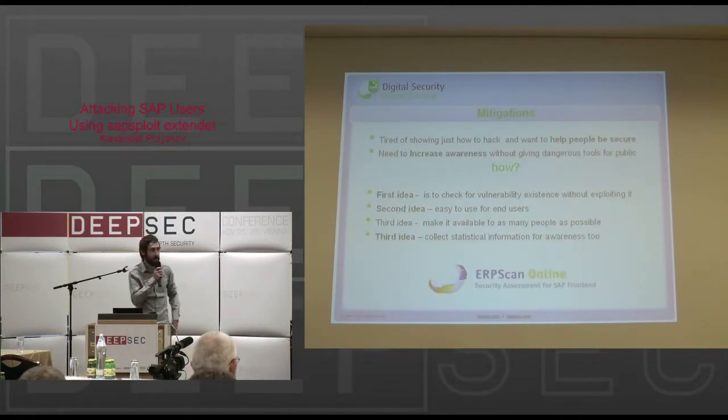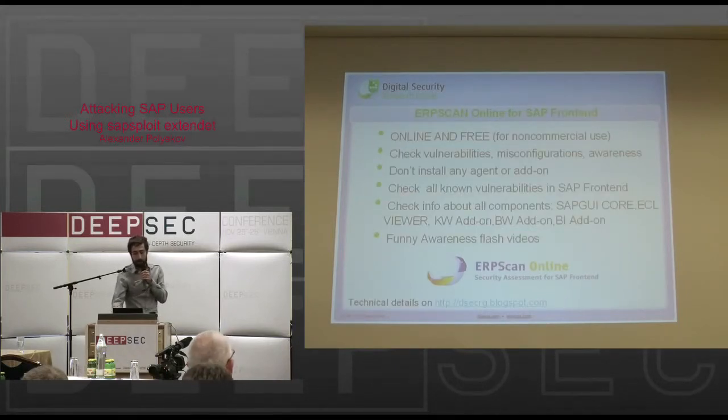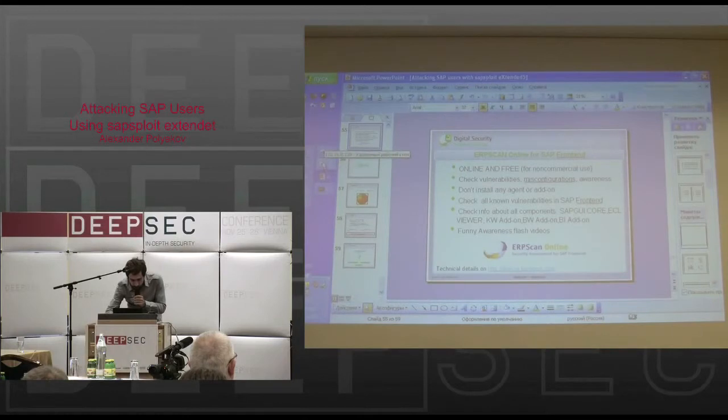Okay. I'm talking only about the problems, and I want to make solutions for people and show how to solve these problems. We wanted to increase people's awareness, but without exploiting anything. So we created ERPScan Online. It's a service, and using it you can check whether your SAP frontend is vulnerable to the ActiveX vulnerabilities and so on. It doesn't install any software, and everything is done by ActiveX calls. And here, I'll show it.